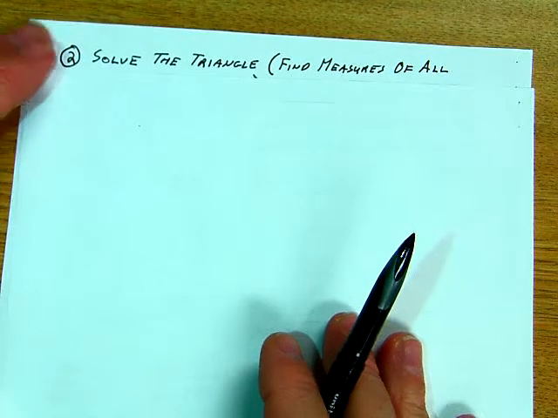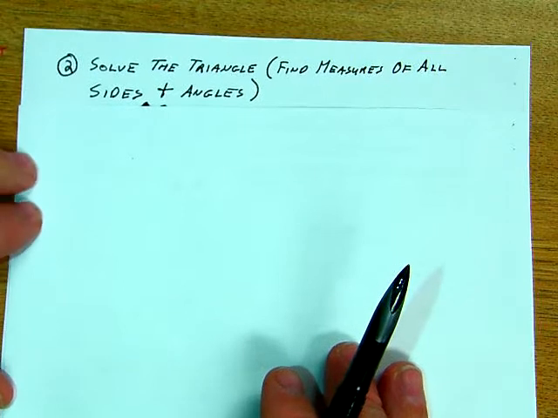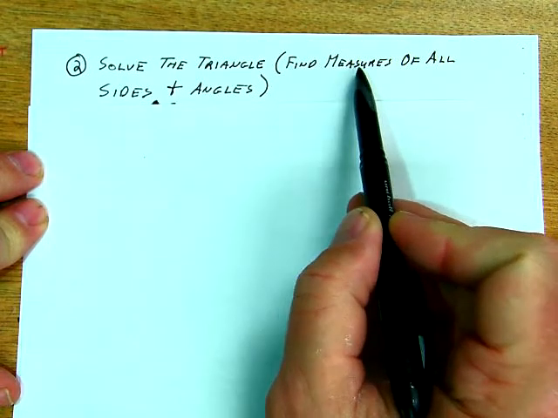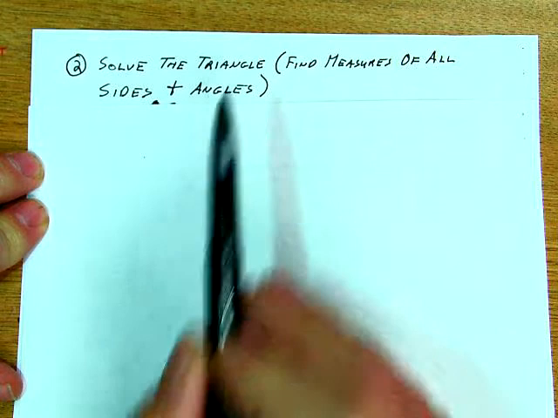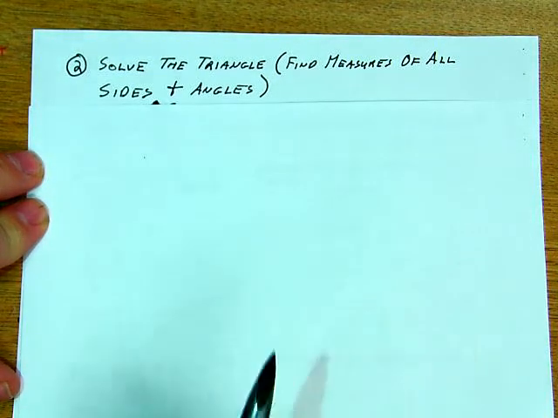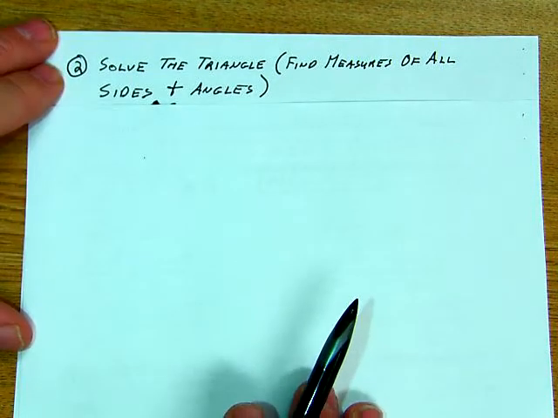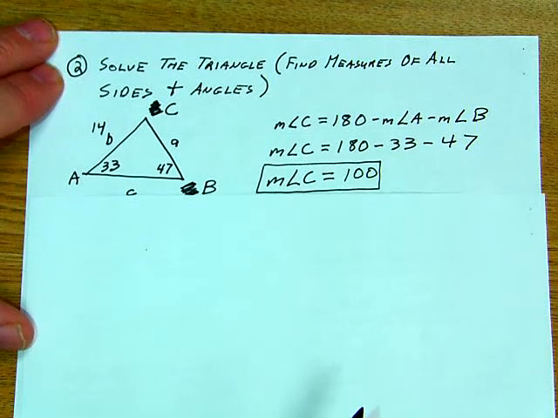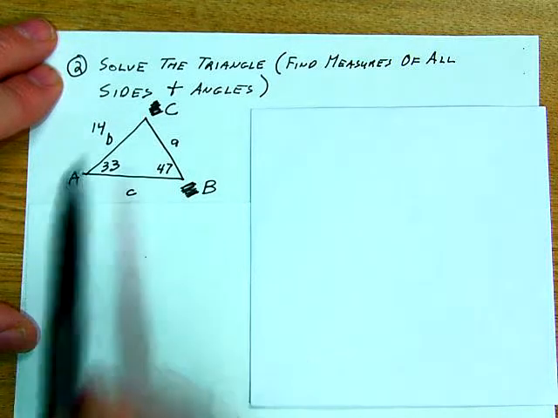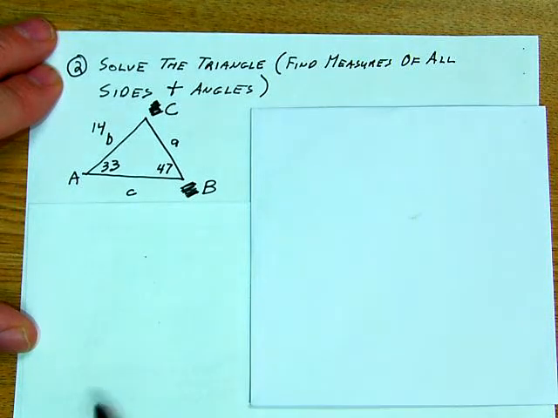Example 2, it says solve the triangle. What does it mean by solving the triangle? That means to find the measures of all the sides and angles of a given triangle. And they'll give you some of them so that you have enough information to solve it. So here's our problem. We need to solve the triangle ABC here. And here's what we're given.